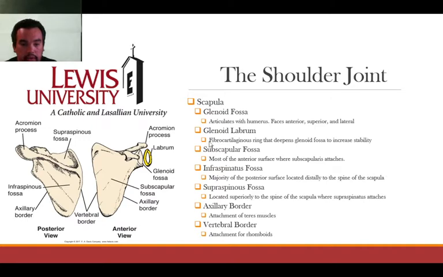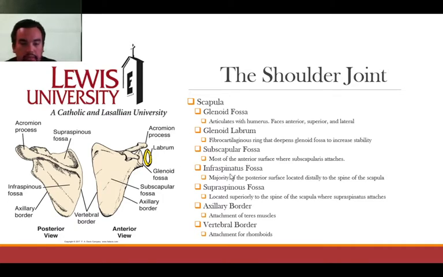Then we have the glenoid labrum. As I mentioned before, this really adds depth to increase the overall contact area between the glenoid fossa, the glenoid, and the humeral head. So that's what that does. Then you have the subscapular fossa. That's on the anterior view here, and that's this big depression within the scapula on the concave side of that scapula that holds the subscapularis muscle.